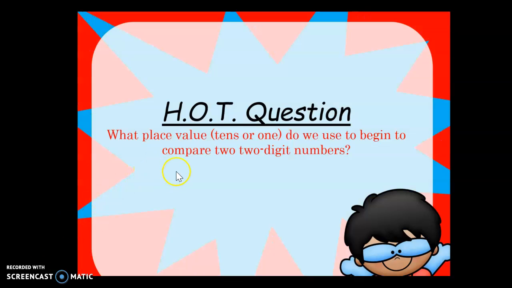Let's quickly review our hot question, guys. What place value, tens or ones, do we use to begin to compare two two-digit numbers? Would we look at the tens place or the ones place first to initially start comparing our two-digit numbers?